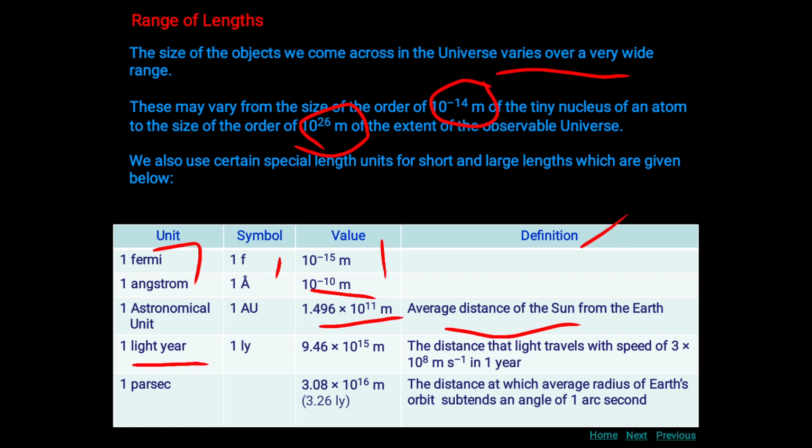Now 1 light year means the value is 9.46 into 10 raised to power 15 meter. It is the distance light travels with the speed of light, 3 into 10 raised to power 8 meter per second, in 1 year. 1 parsec, value is 3.08 into 10 raised to power 16 meter. It is the distance at which the average radius of the earth's orbit subtends an angle of 1 arc second.